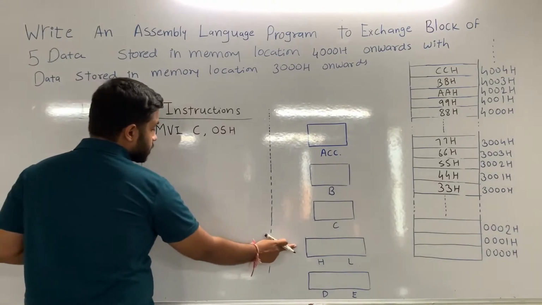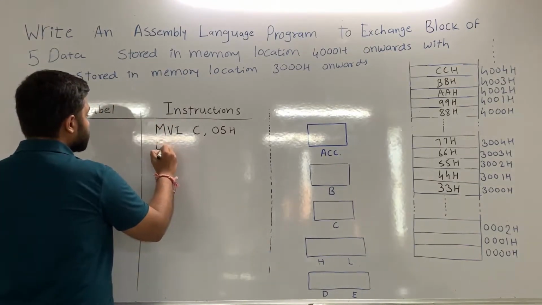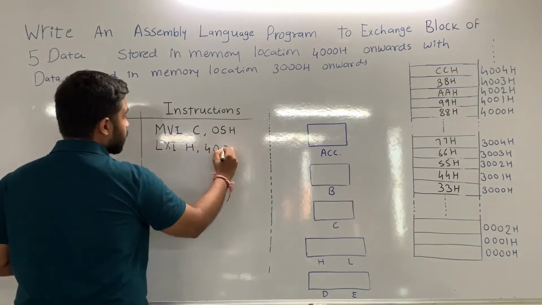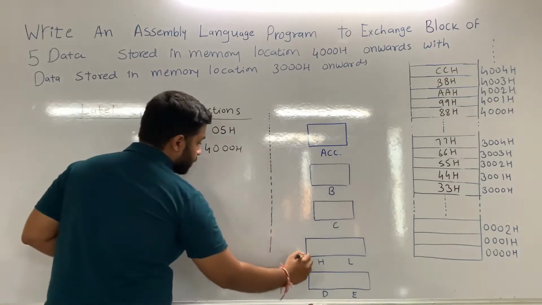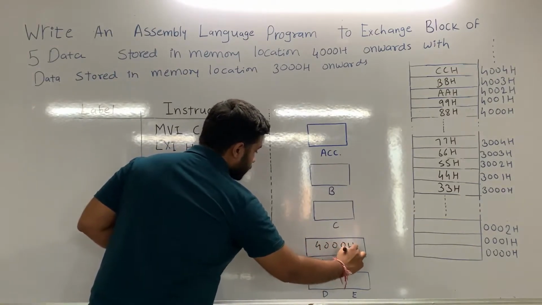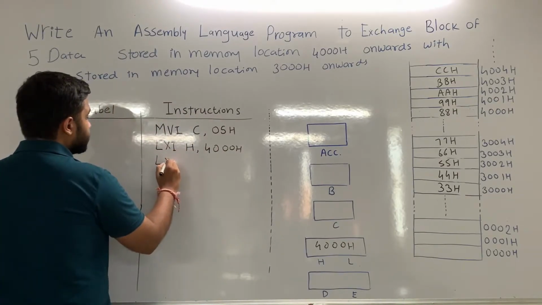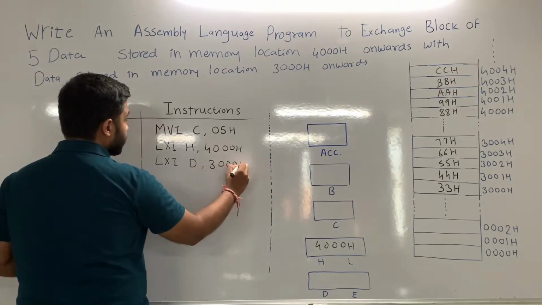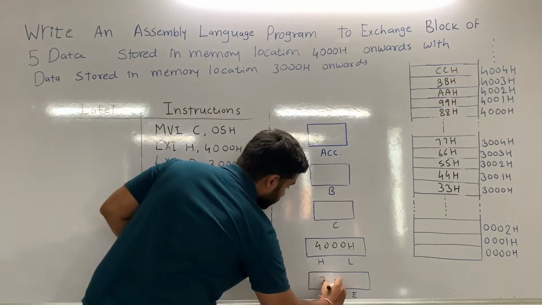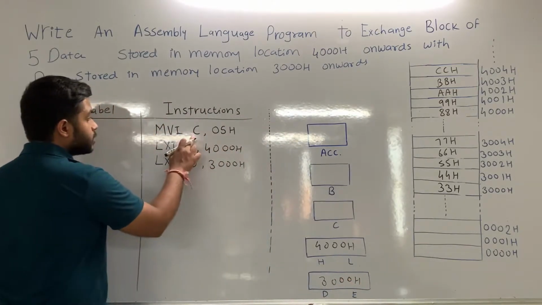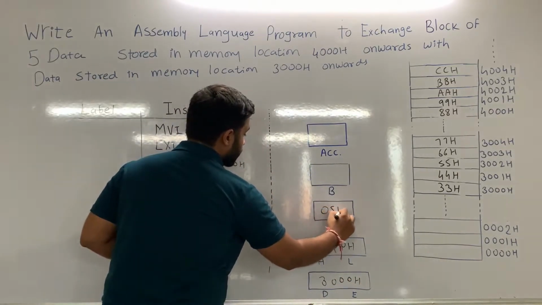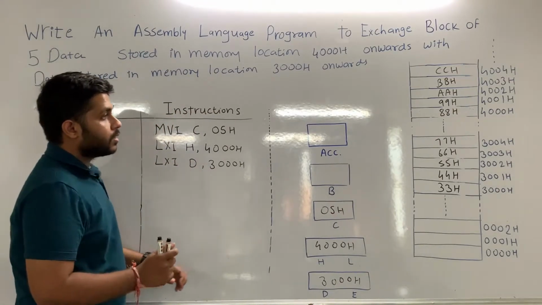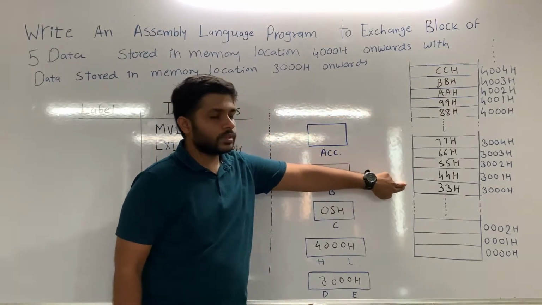After that, we will initialize the source and the destination pointer. So let's initialize the source pointer: LXI H, 4000H. So in the HL pair 4000H will be stored. After that, let's initialize the destination pointer: LXI D, 3000H. So the DE pair will contain 3000H. The register C will contain 05H. So initialization is done. Now let's exchange the data which is stored in the 4000H with 3000H.